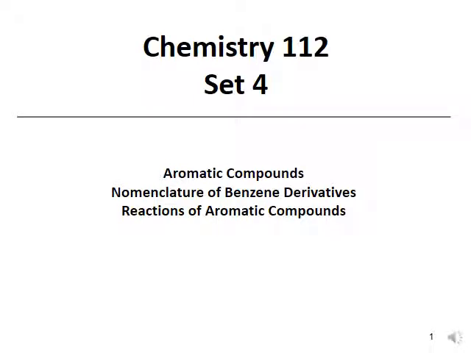Set 4 has to do with aromaticity, aromatic compounds, benzene rings and their derivatives, and some of the reactions that go on with these. We're backing this right up against the alkene and alkyne homework set because we want you to recognize the similarities and also the differences between these.